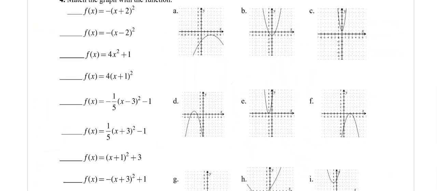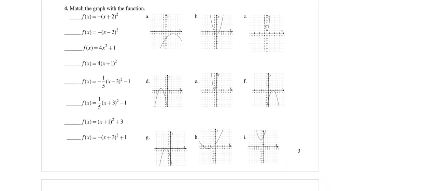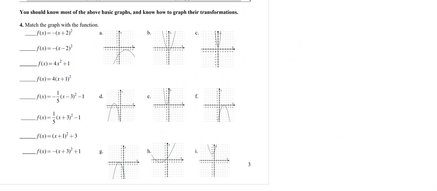So here is a list of functions. These are all transformations of x squared. And here are a bunch of graphs. There are 8 functions and 9 graphs, so one of the graphs is not going to get picked. What I want you to do now is pause the video, look at these equations, look at all of these functions, and look at all of the graphs and try to match them. These are all transformations of y equals x squared, which is just your basic parabola.